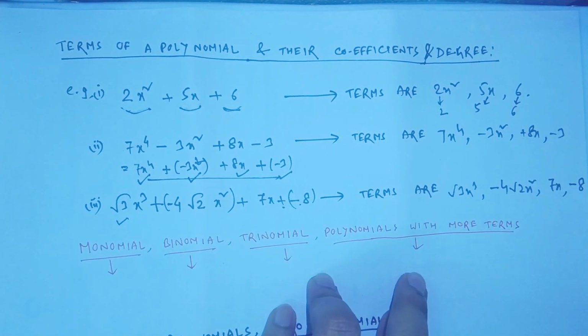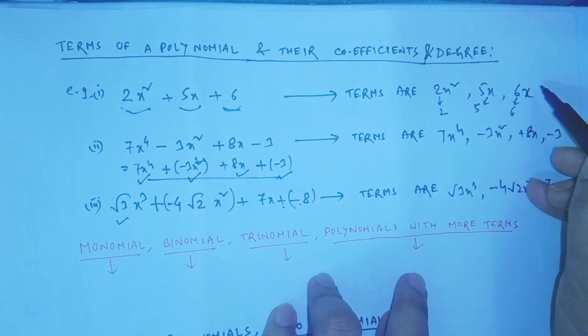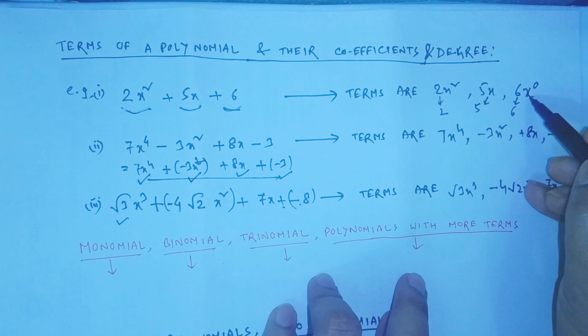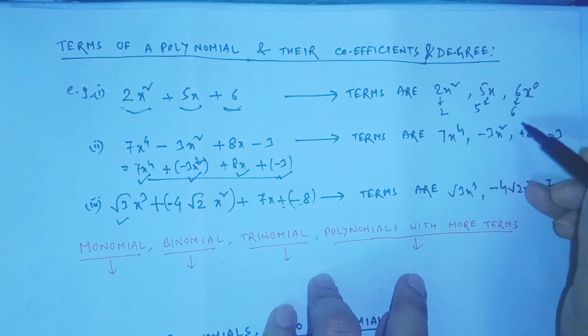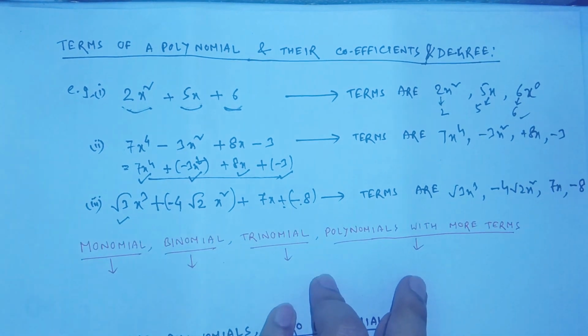So 6 is the coefficient of 6. Actually there is no x, we can write it as x to the power 0, because x to the power 0 is 1. Now if I write x to the power 0 with the variable part, which number do you have? 6. That means 6 is the required coefficient.